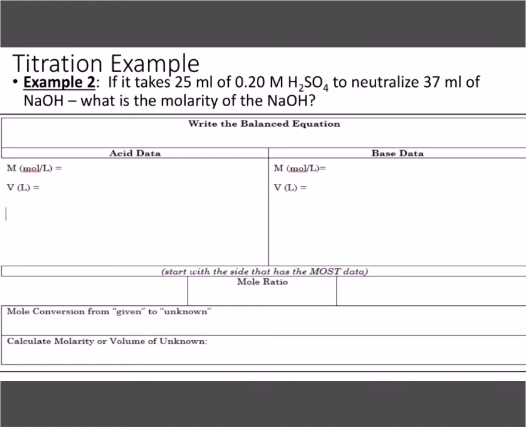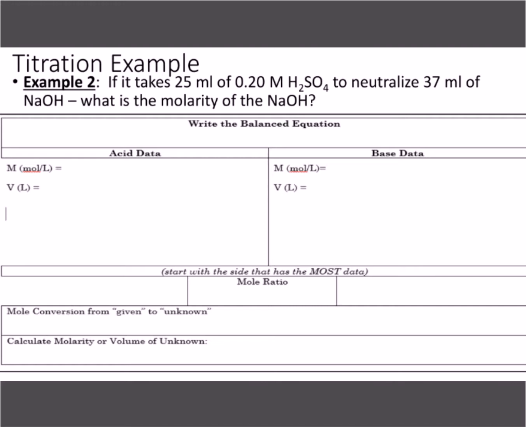So it says if it takes 25 mils of 0.20 molar H2SO4, what's the name of H2SO4? Sulfuric acid. To neutralize 37 mils of NaOH, what is the molarity of the NaOH? So, which is my stock solution here? It doesn't say standard or stock, but you have to identify which one it is. Why is it H2SO4? Why is it the acid in this case? Because we have both pieces, guys. This, again, is why I've tried to train you all year long to jot down your variables. This is why.